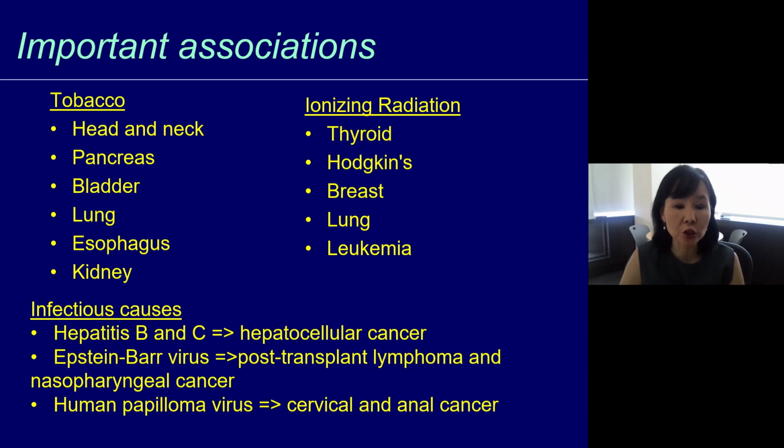In terms of infectious causes, hepatitis B and C are both associated with hepatocellular carcinoma. However, there is no hepatitis C vaccine right now. We do have a hepatitis B vaccine, but not a hepatitis C vaccine. And the other important things to remember are Epstein-Barr virus with post-transplant lymphoma and nasopharyngeal cancers, and HPV. It is not associated with uterine cancer. It's associated with cervical and anal cancer. So these are just things to memorize, and they are important to know.